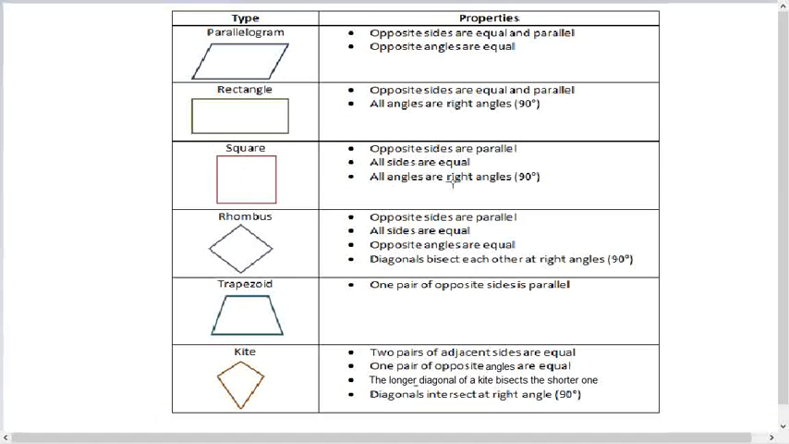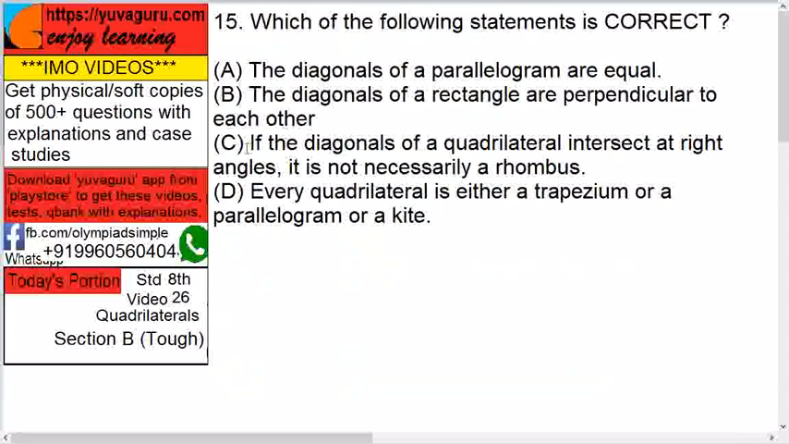In which of the two quadrilaterals do the diagonals bisect each other at right angles or intersect each other at right angles? See this square. All angles are 90 degrees, that's okay. Even in a square, diagonals bisect at right angles, and in a rhombus, diagonals bisect each other at right angles. So it is true. This rhombus bisects at 90 degrees, square also bisects at 90 degrees. So is this correct? What does C say? If the diagonals of a quadrilateral intersect each other at right angles, it is not necessarily a rhombus. That's correct, because it can be a square also, it can be a rhombus also.